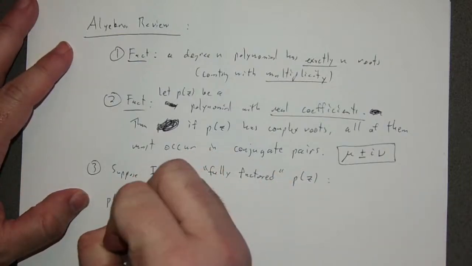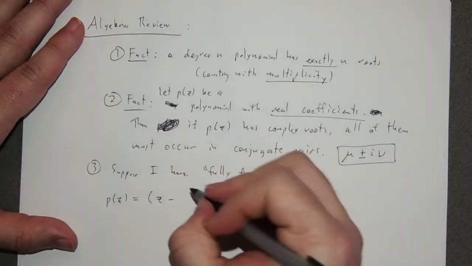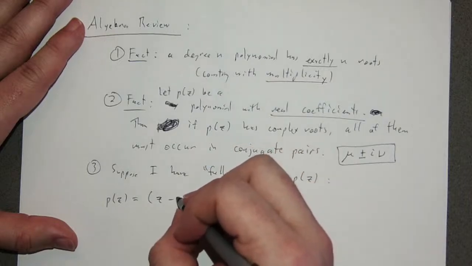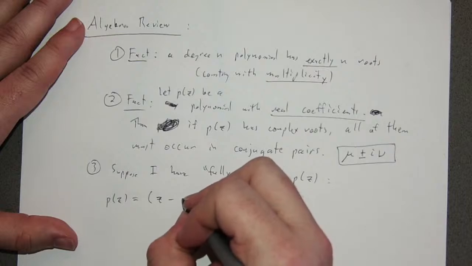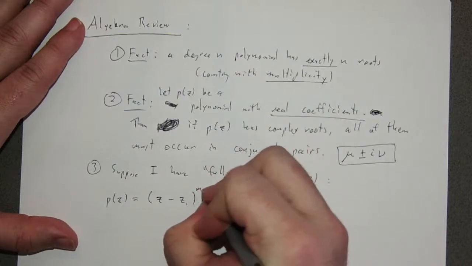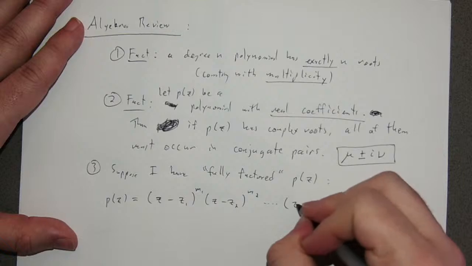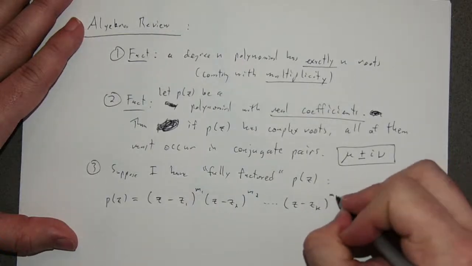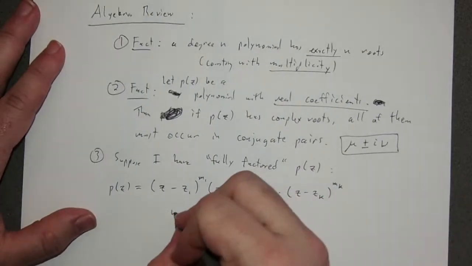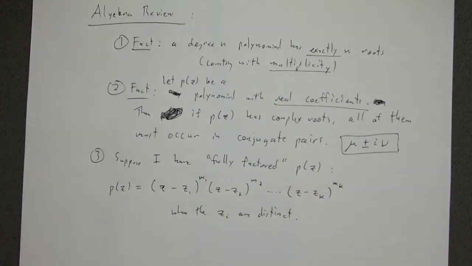So P of z is written as, let's write it as z minus z sub 1 to the m sub 1, z minus z sub 2 to the m sub 2, and so on, z minus z sub k to the m sub k, where the z sub i are distinct. What is this setup? This setup is I have fully factored P of z into this form.